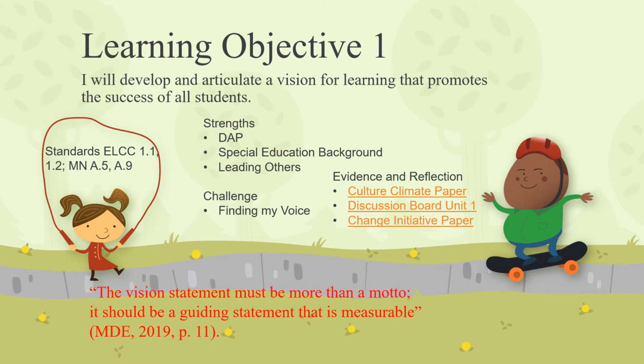On this slide, you can see Learning Objective 1. I will develop and articulate a vision for learning that promotes the success of all students. The evidence that I've used to support meeting this objective is the Climate and Culture paper, the Change Initiative paper, along with the discussion board from Unit 1. And if you click on either of the underlined evidence pieces, you will be able to see that particular assignment.